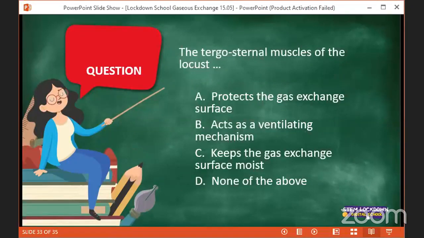Let's look at another question. The tergo-sternal muscles of the locust: A, protect the gas exchange surface; B, act as a ventilating mechanism; C, keep the exchange surface moist; or D, none of the above. Remember the tergo-sternal muscles, we said they are found in locusts. So what is their function in locusts? Is it to protect the gas exchange surface, to act as a ventilating mechanism, or to keep the gas exchange surface moist?